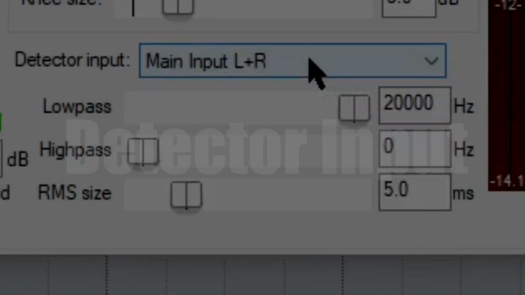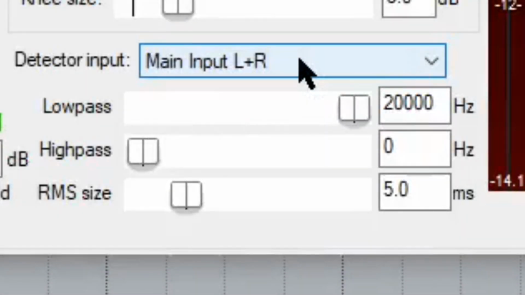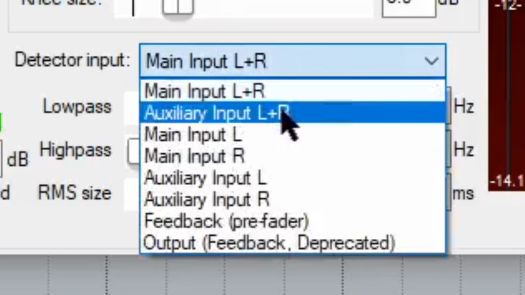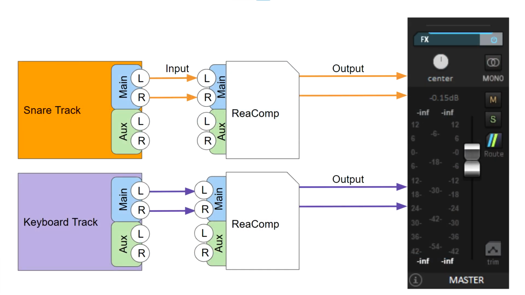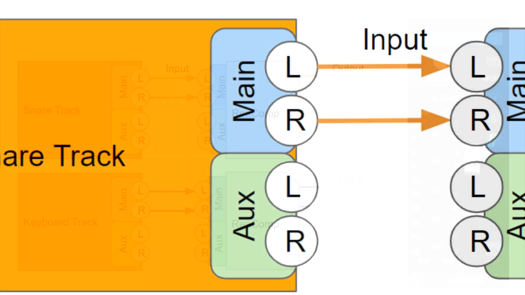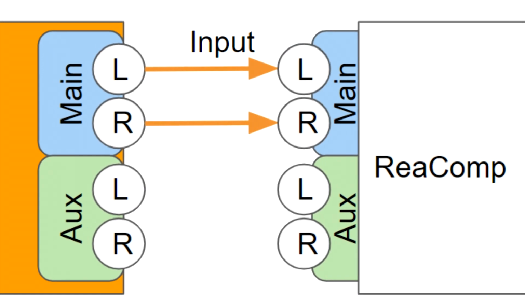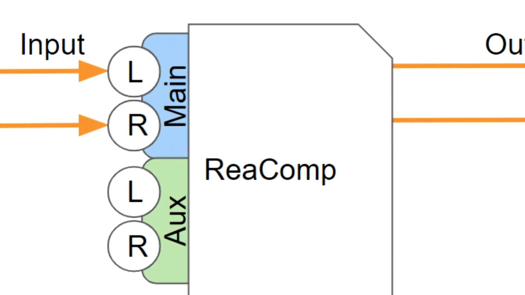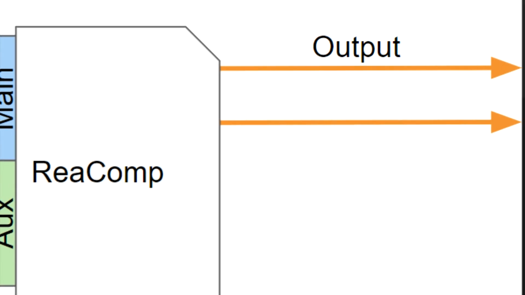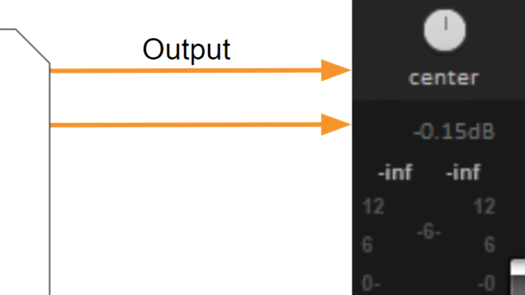Detector input is about where the compressor, ReaComp, is getting the signal that is triggering it. This defaults to main input left-right, and in most cases, this is where you want to keep your track compression. This just means that the compressor will be getting its signal and effectively figuring out what triggers it from the same track that you want to compress.